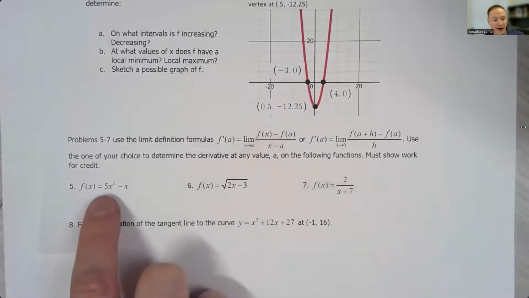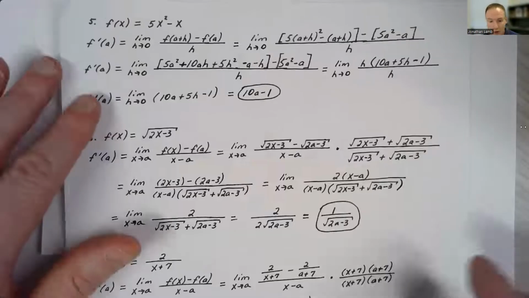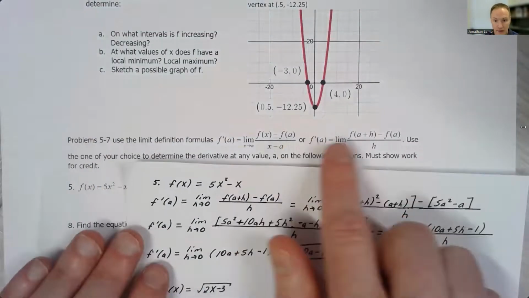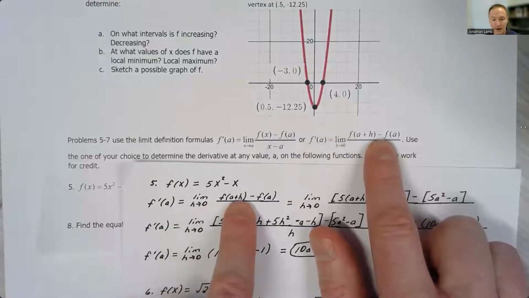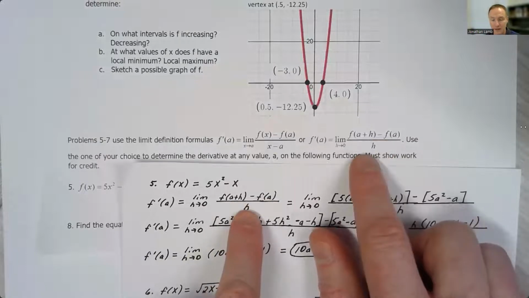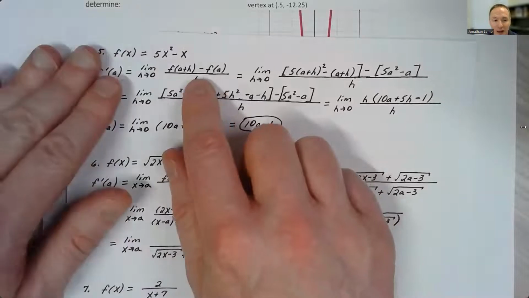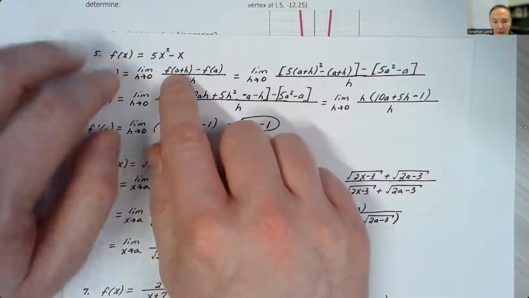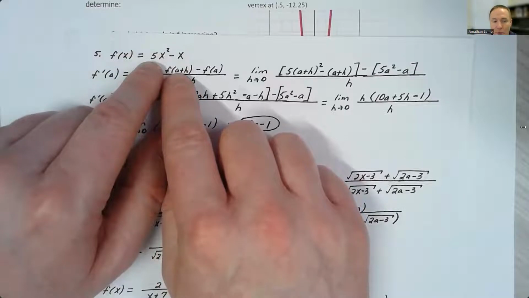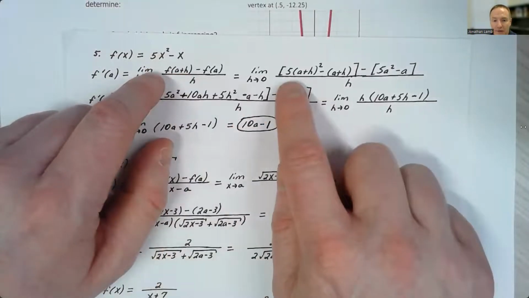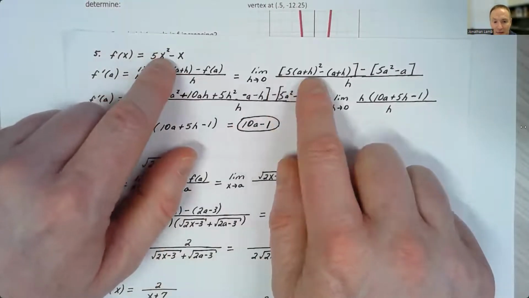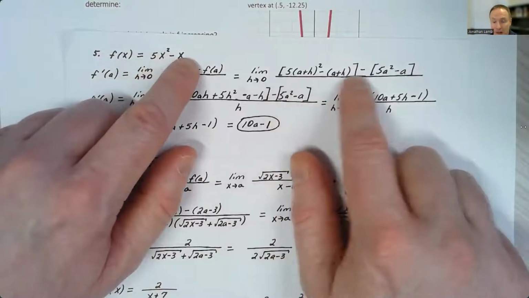When I look at number 5, I'm supposed to find f prime of a if f of x is 5x squared minus x. So you'll see I'm just using the limit definition right here. The f prime of a is going to equal the limit as h approaches 0 of f of a plus h minus f of a over h. And when I apply this formula to this problem, f of a plus h, all that's telling me to do is wherever I see an x in f of x, replace it with an a plus h. So f of a plus h is 5 times the quantity a plus h squared minus a plus h.